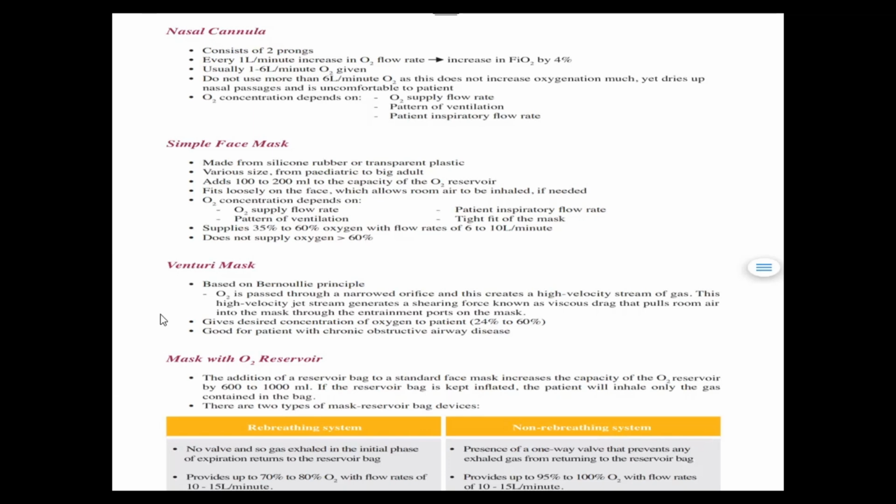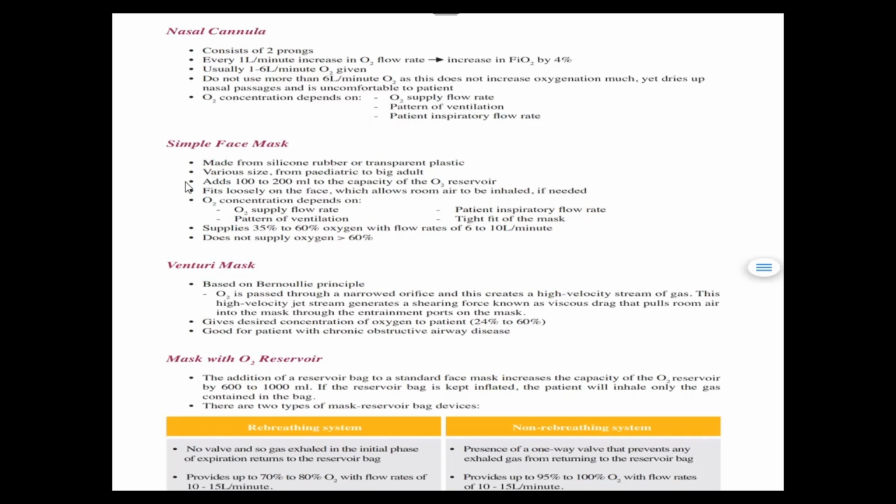Okay, that's why with high flow nasal cannula, we usually put 60 liters, 60%. It's very uncomfortable. Sometimes you can see the patient will say it's very uncomfortable because the flow is too high and your nasal cavity becomes dry and then causes necrosis. We call it, the skin can get necrosed. Do not use more than 6 liters. It does not increase oxygenation much, yet dries up nasal passages and is uncomfortable. Oxygen concentration depends on oxygen supply flow rate, patient ventilation, and patient inspiratory flow rate. These are the variables that I said can affect the FiO2.